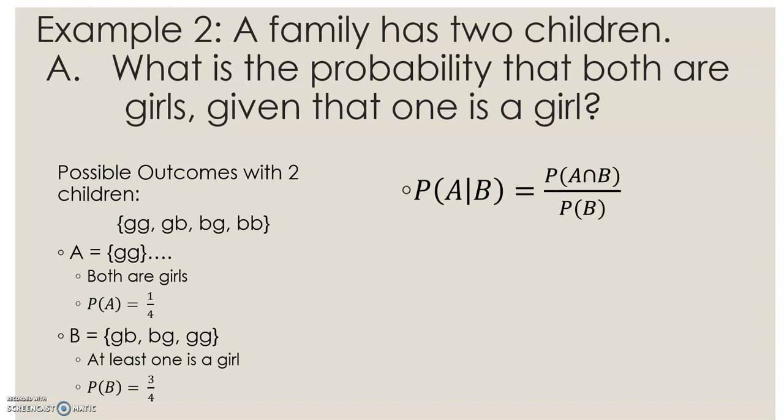Probability of A given B is the probability of the intersection of A and B divided by the probability of B. The probability of the intersection of A and B is 1 out of 4. The probability of B is 3/4. The intersection of A and B only includes girl and girl. That's why it's 1/4. 3/4 is our probability of B. Dividing those, the probability that both are girls, given that one is a girl, is 1/3.